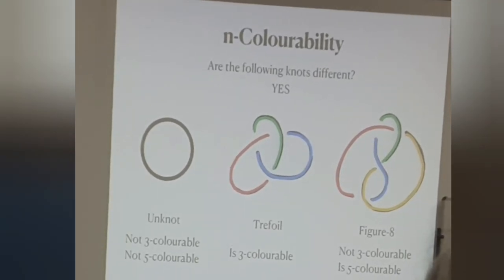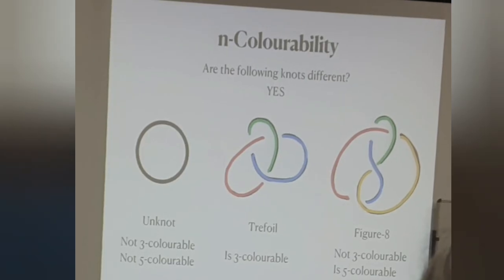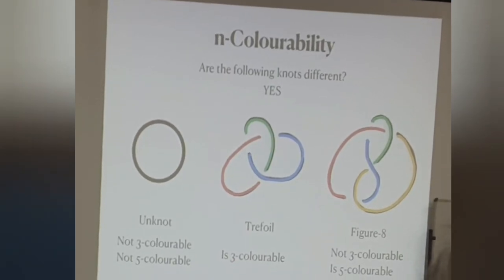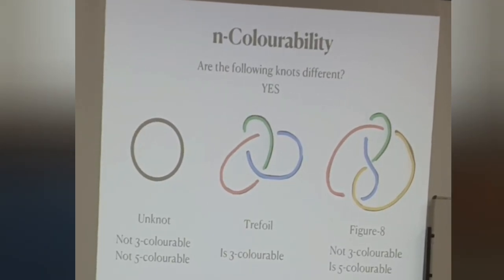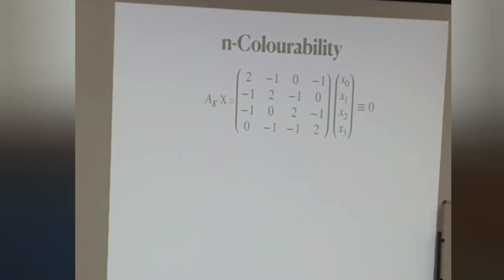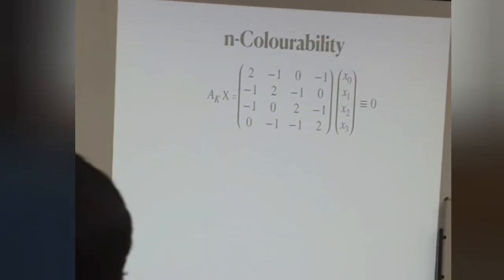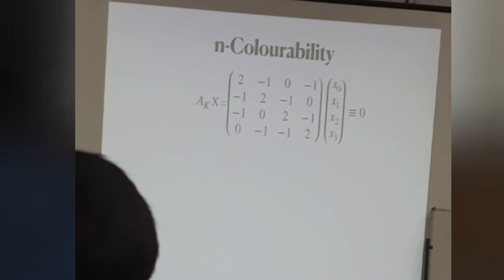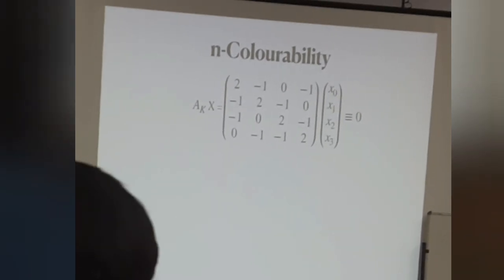Okay, so now we have this notion of n-colorable. Now instead of just 2 buckets, I have infinitely many buckets to put my knots in. Right? Okay, let's look at more examples. So we have this notion of n-colorability. First, let's understand this connection of equations to understand when a knot is n-colorable.